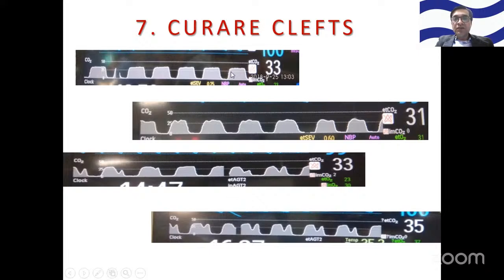So this is the early coming out of the muscle relaxation. This is still early. This is almost out, and this is the time where the patient is about to buck if the surgery is going on, right? So this is how you can diagnose this curare cleft from the phase 3. The tricky point you need to understand is that curare clefts are notches in phase 3, but not constant, right? So that's how you can identify that it's a curare cleft.